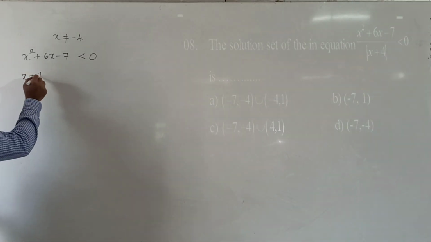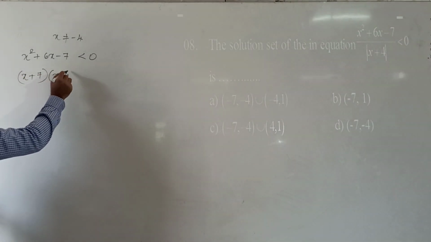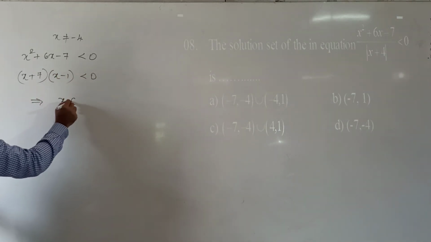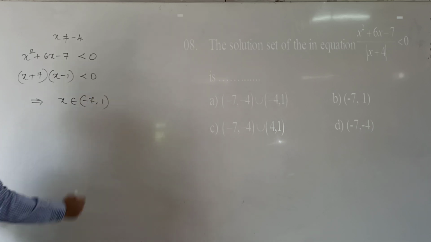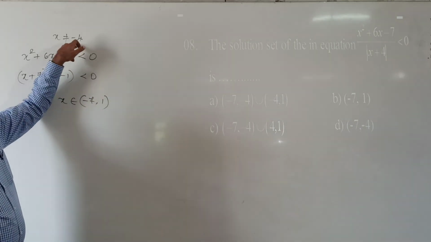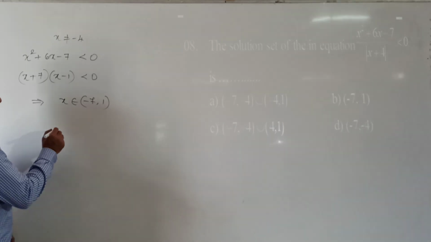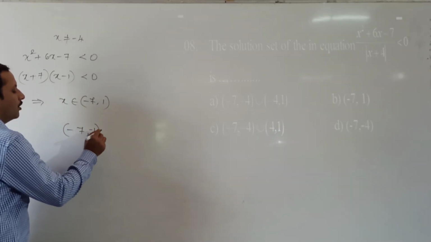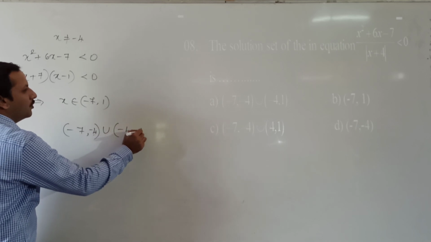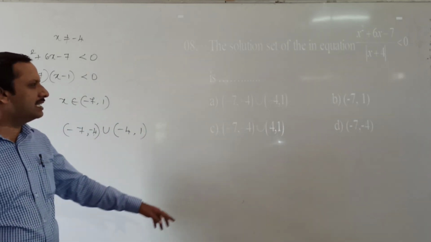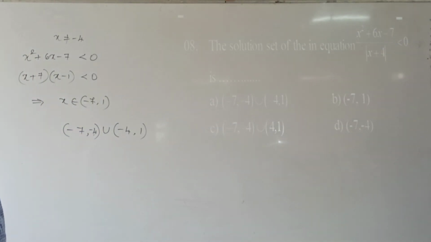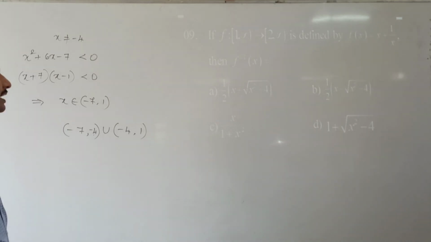On factorization, this will give you (x plus 7) into (x minus 1) less than 0, which implies that x belongs to minus 7 to 1. But this you have to exclude, remember this. So the answer is minus 7 to minus 4 union minus 4 to 1. First option is the right answer. Okay, let us look at question 9.